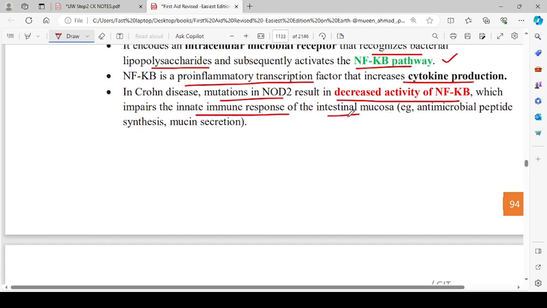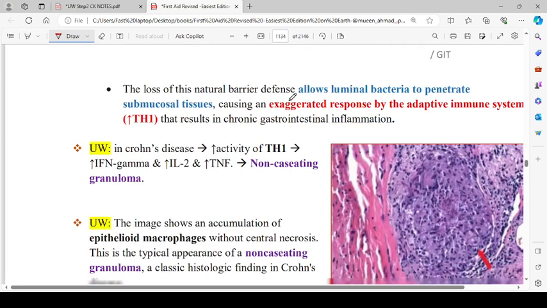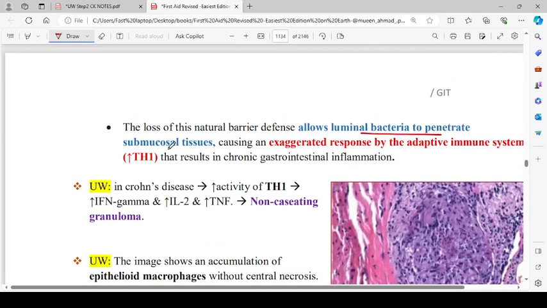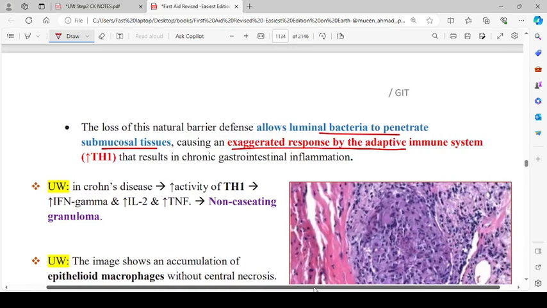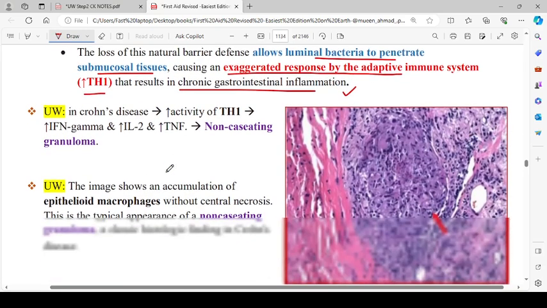immune response of the intestinal mucosa, like antimicrobial peptide synthesis and mucin secretion. The loss of this natural barrier defense allows the luminal bacteria to penetrate the submucosal tissues, causing an exaggerated response of the adaptive immune system that will lead to an increase in Th1, which results in chronic gastrointestinal inflammation.